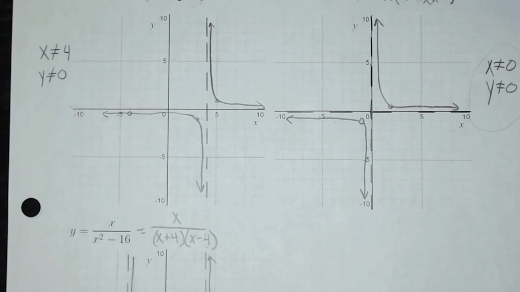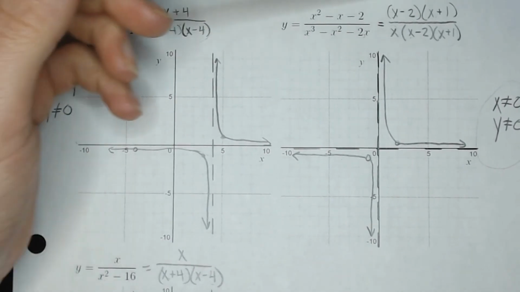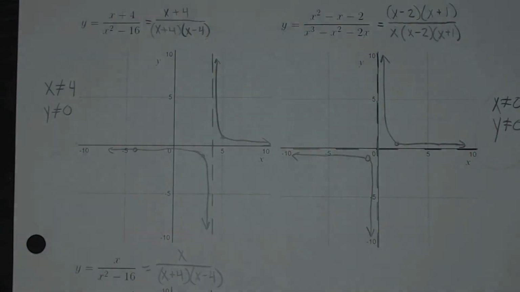Now, of course, another option here is to use some mapping points. You can just plug in a value in any of these. What does it equal when x equals 1? What does it equal when x equals 10? That's another way that you can plot the graph as well.